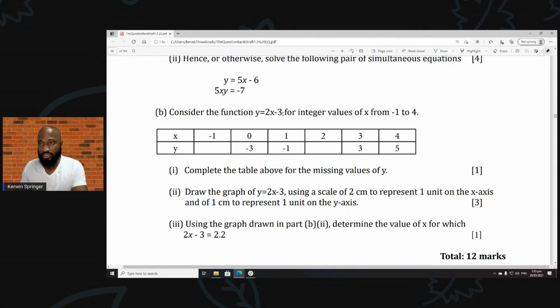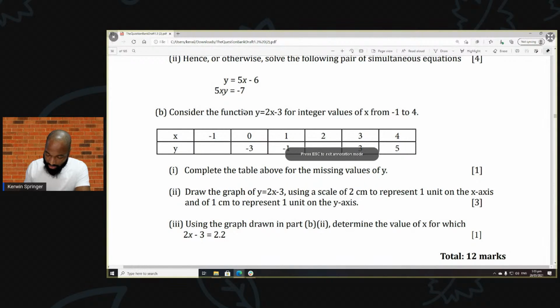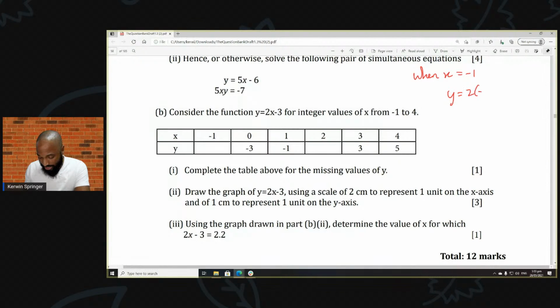So we want to substitute negative 1 in this, and then we want to substitute 4 in this. Let's just do the working. It's simple, but still let's do the working. I'll do it in red. So when x is equal to negative 1, y is equal to 2 by negative 1 minus 3. So you'll get negative 2 minus 3 is equal to negative 5. So you put that in there. Tell me in the chat if you're all okay with that. Nice. So everybody good.